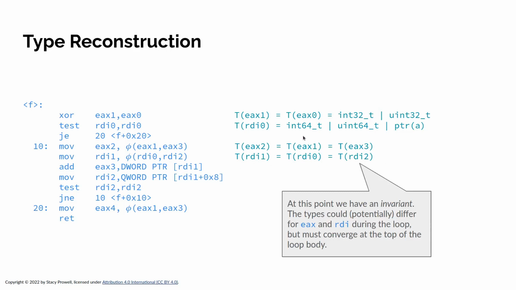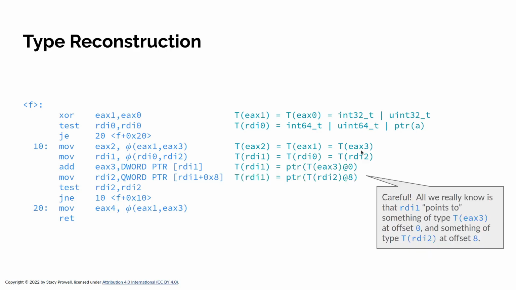Okay, this is an invariant, right? This is the start of a loop, and I know something is going to be true always. So it's a nice loop invariant. It just popped out. So the point here is the types could diverge as we go through the loop body. But when I get back to the top of the loop, the types all have to have converged back together.